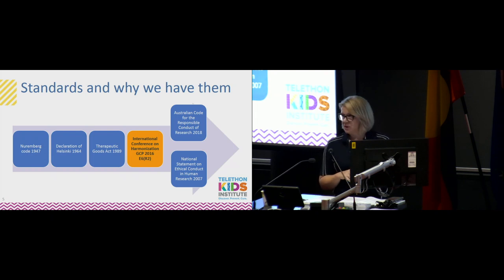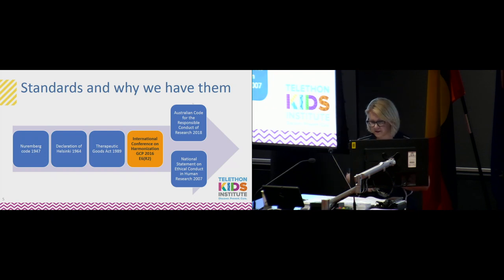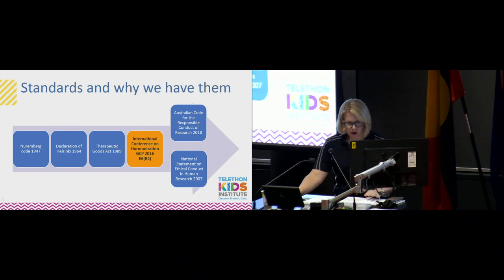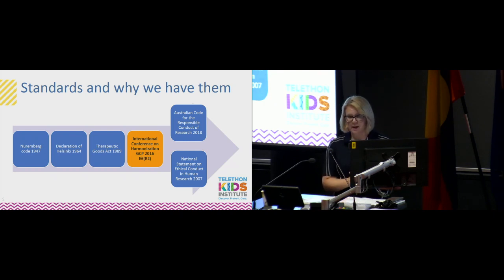The bit that we're talking about, and the bit that I'm going to concentrate on today, is this: there was a conference held to harmonise the way that clinical research and clinical trials are operated across the world, and a number of countries came together. I think it was in 1996, I might have that slightly wrong, it was around that time, to establish this standard, because every country was approaching this in a different way. So that was when it was first launched.